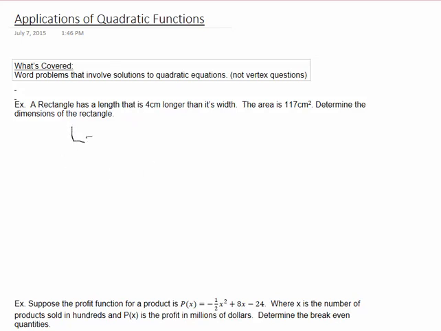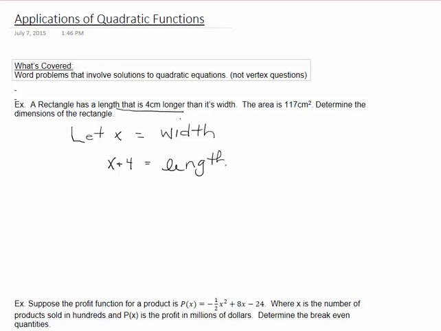So the first thing we have to do is identify what our x and y values are. So we're going to let x in this case be the width. Really, you could let it be the length as well. It doesn't matter. For the length, it says the length is 4 centimeters longer than the width. So we know that we have x plus 4 is going to be equal to the length.